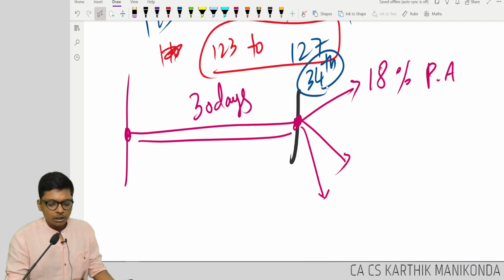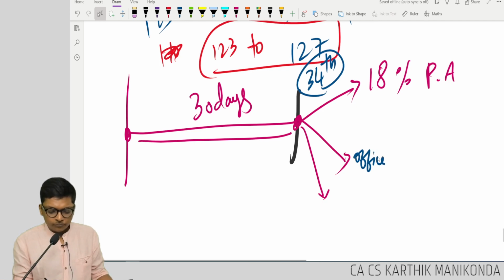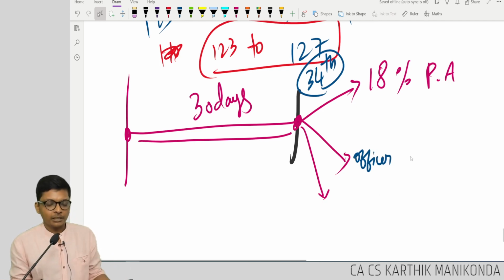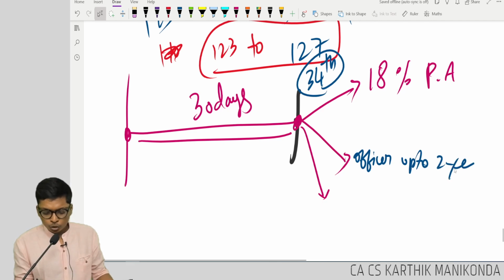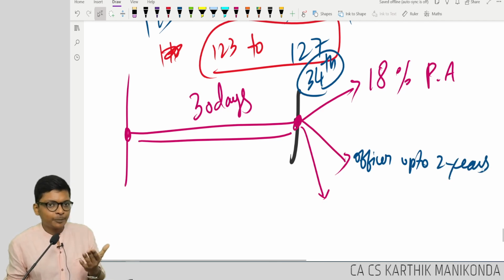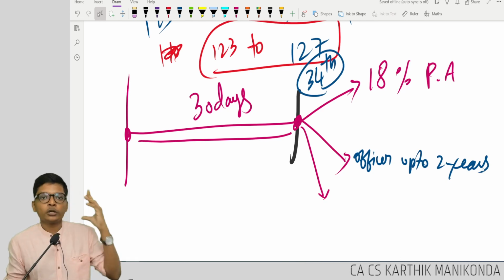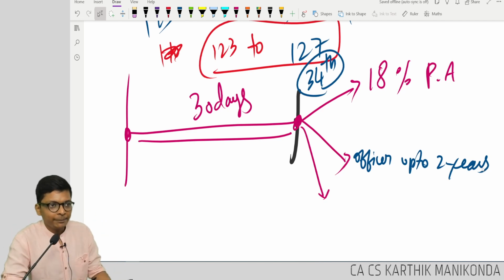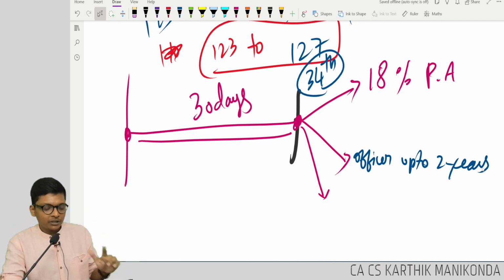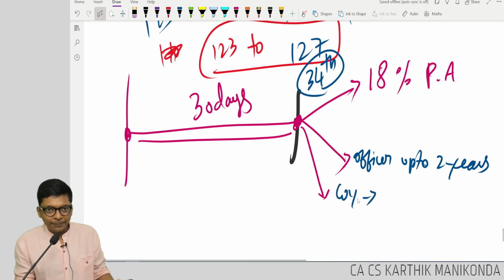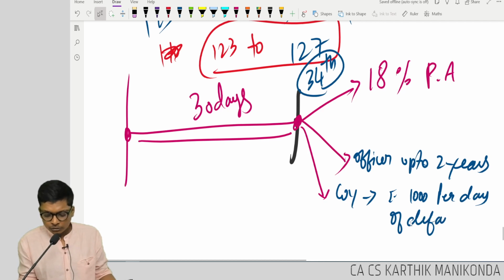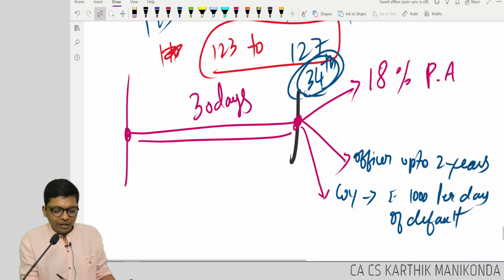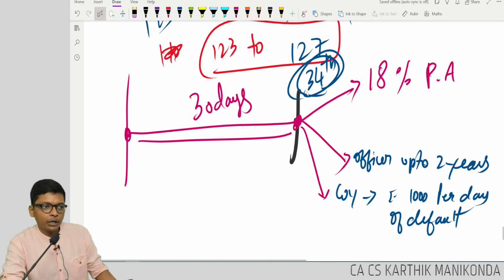That is one. Next, for the officer, there is imprisonment up to 2 years. Not 2 years. It can be 6 months, can be 20 days, but up to 2 years. It's an offense, guys. You are promising somebody, I'll pay you money and you are not paying. And for the company and officer, they have to pay fine of rupees 1,000 per day of default. That means 4 days delay, how much fine? 4,000.